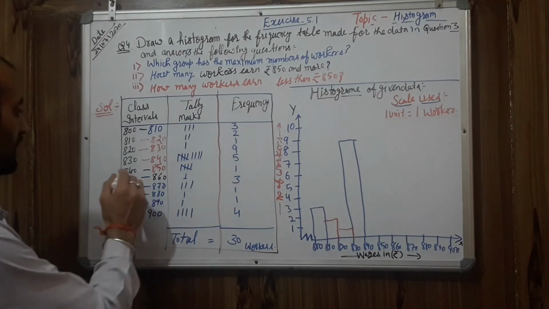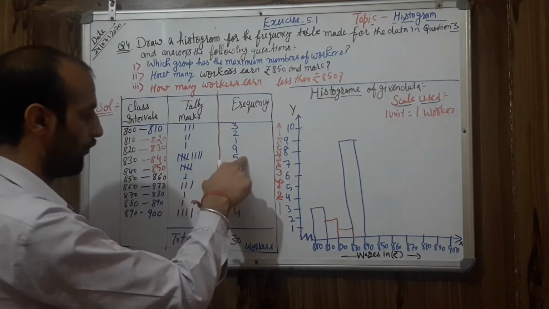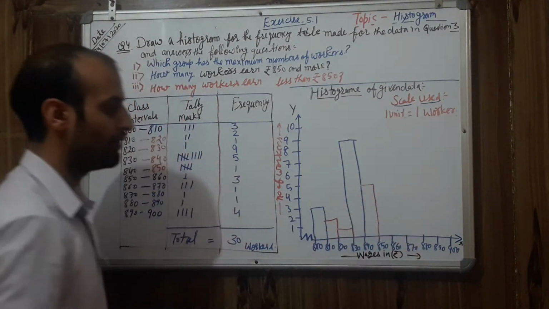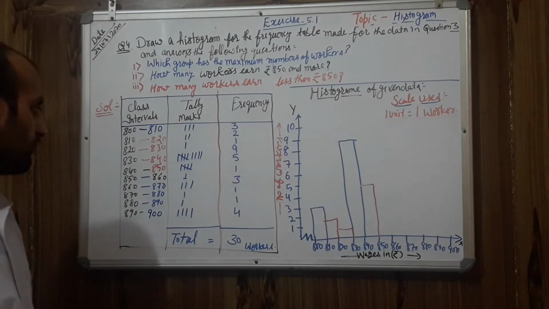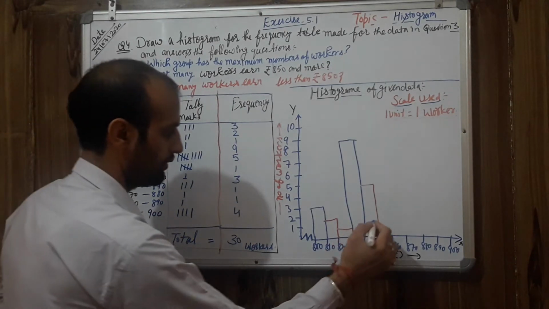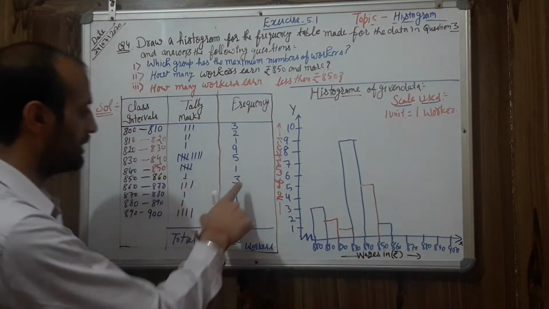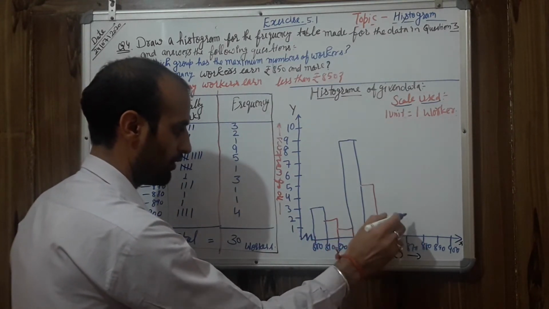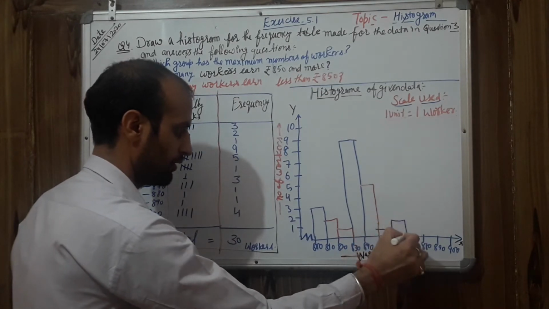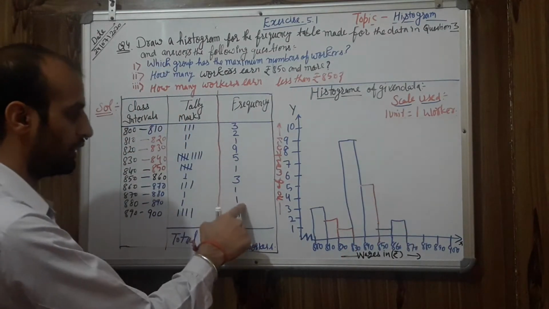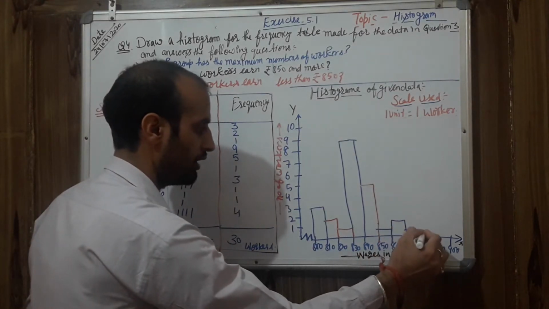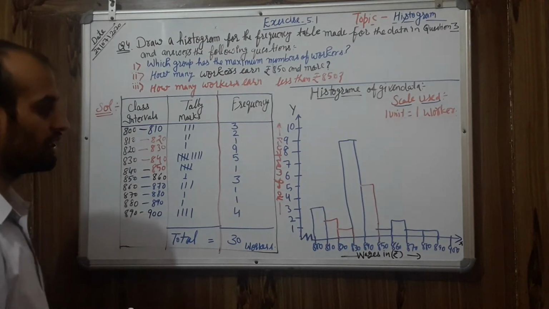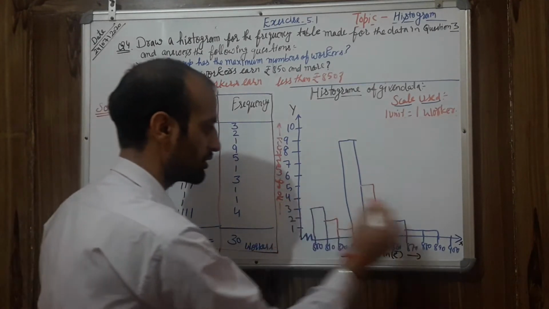Now you can see 840 to 850 is 5. So go up to 5 and join the next column. Then 850 to 860 we have only 1. Go to 1. Then next we have 3. First we have 1, then we have 3. And after 3 we have 1, two times: first time 1, second time 1. And the last interval, that is 890 to 900, is 4. So if it is 4, take it up to 4.